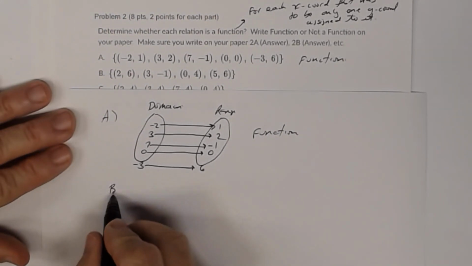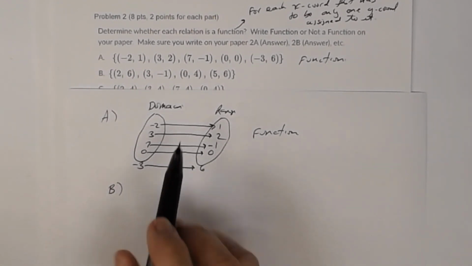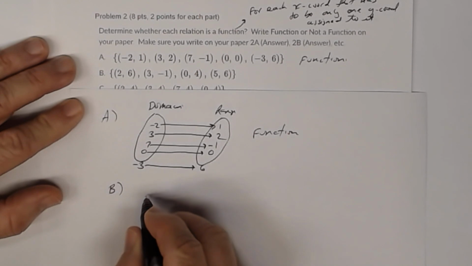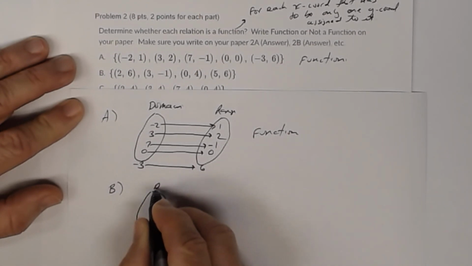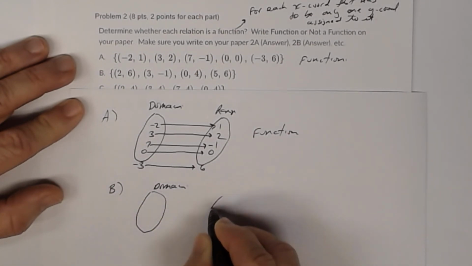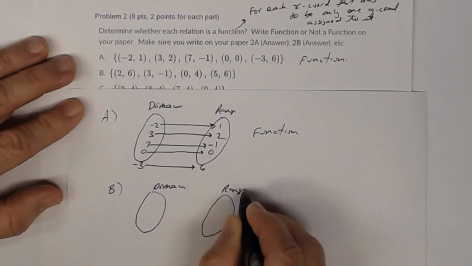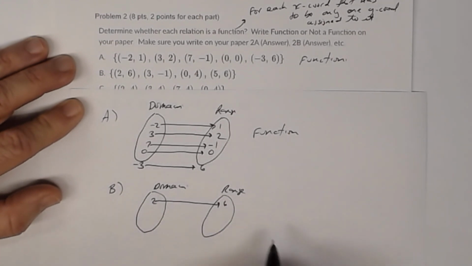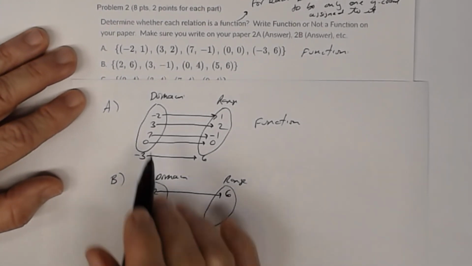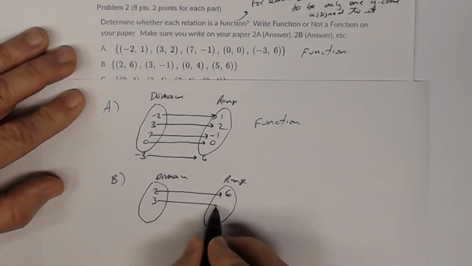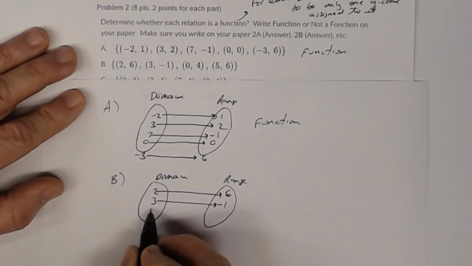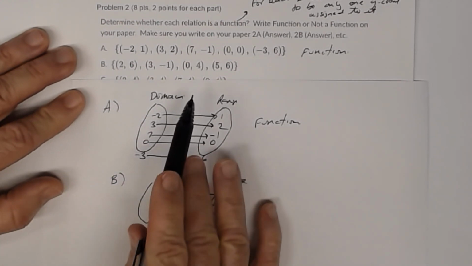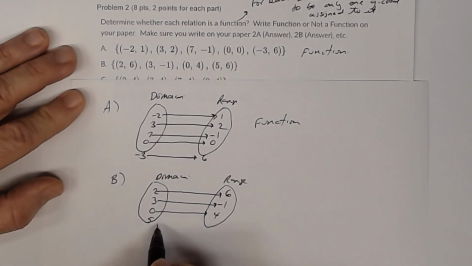So the next relation, we have the set of these four ordered pairs. So let's use the same idea. So domain and range. All right, so when x is 2, that is assigned a y value of 6. When x is 3, that's assigned a y value of negative 1. When x is 0, that's assigned a y value of 4. When x is 5, that's assigned a y value of 6.